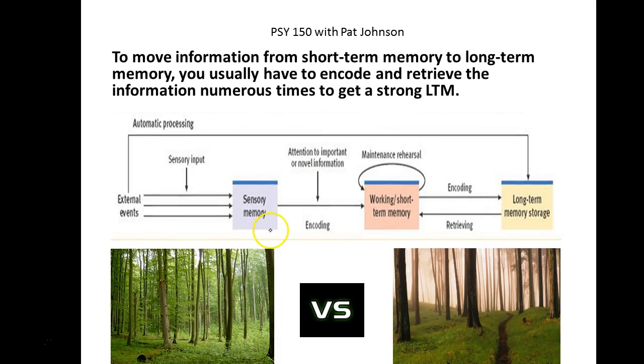All right, to move information from short-term memory to long-term memory, we have encoding a second time. Remember, we had encoding here where we paid attention to our information. Now we're encoding information from short-term memory into long-term memory. And here's the trick of getting information from short-term memory into long-term memory. We need to encode and retrieve it numerous times. In other words, put it in and take it out, and put it in and take it out, and put it in and take it out.